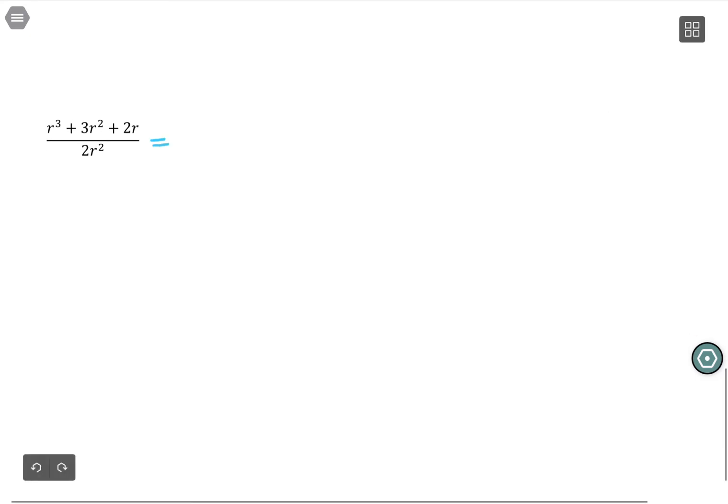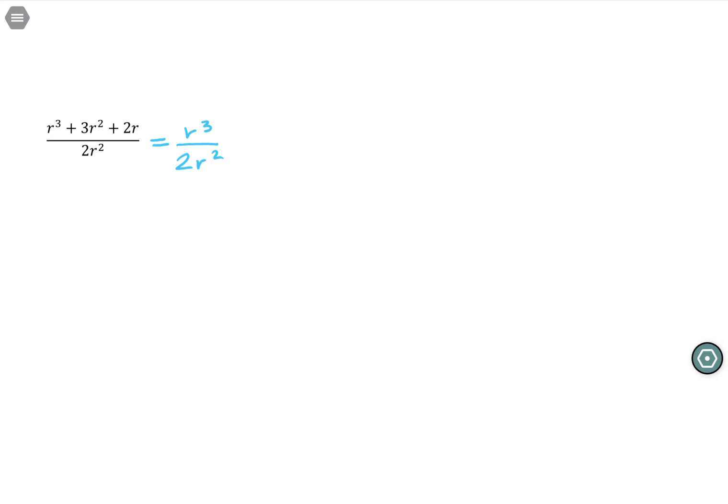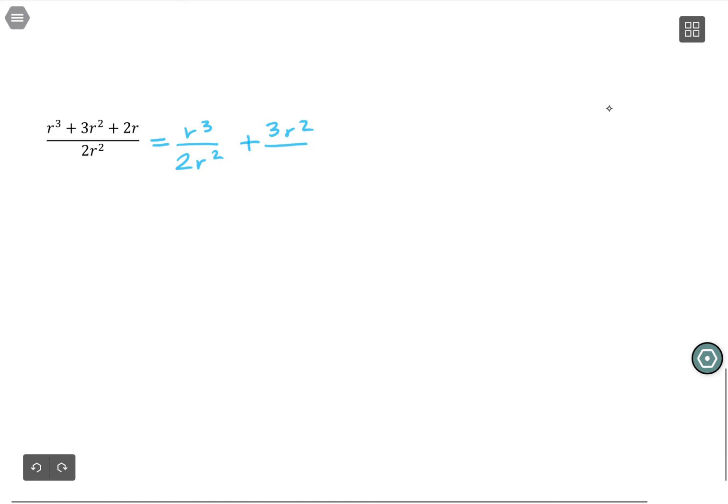So you can split this up, and really this is mostly only a good trick if you are dividing by a monomial. You could try and do it if you're dividing by something with 2 or 3 terms, but it starts to get pretty ugly. So this is something that we do when we only have 1 term in the bottom. 3r squared over 2r squared.